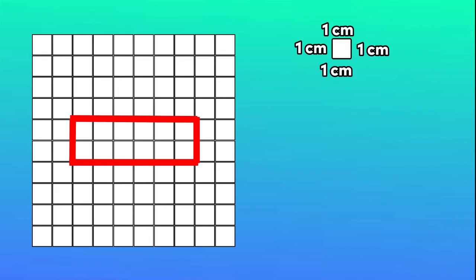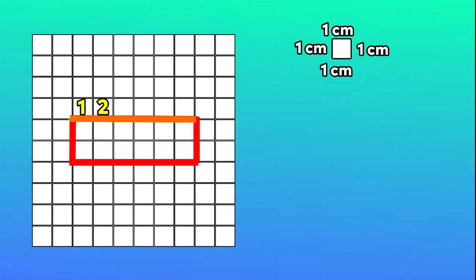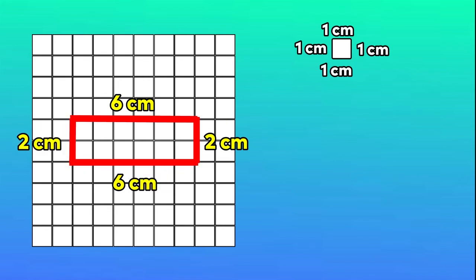To find its perimeter, the grid will help us find the length of each side. The length of the side on a grid equals the number of units along that side. There are 6 square centimeters along the top side. So, its length is 6 centimeters. Then, 2 centimeters on the right side, 6 centimeters on the bottom side, and 2 centimeters on the left side.